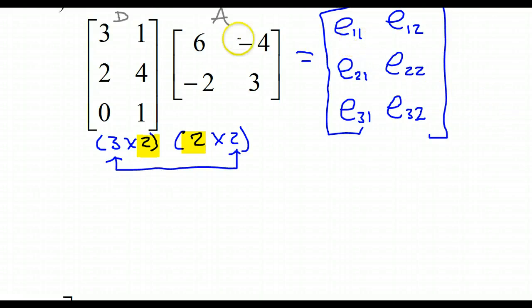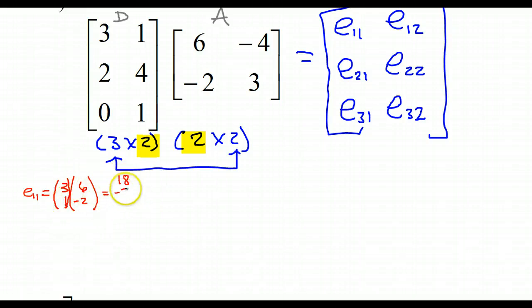So element 1,1. That means row 1, column 1. So row 1 is 3, 1. Column 1 is 6, negative 2. That's going to give me 18 and negative 2, which is 16. All right, so that's element 1,1.